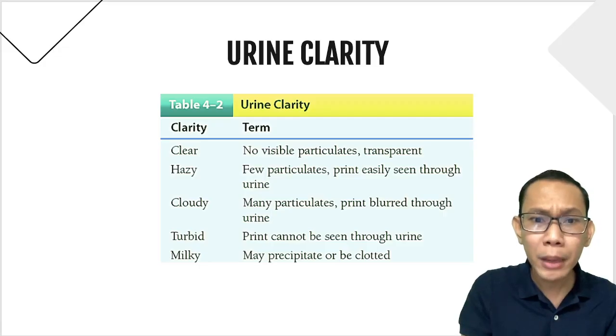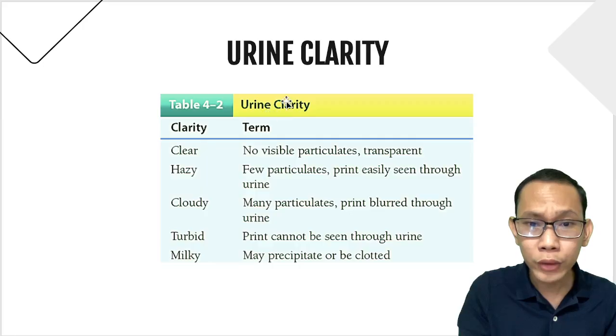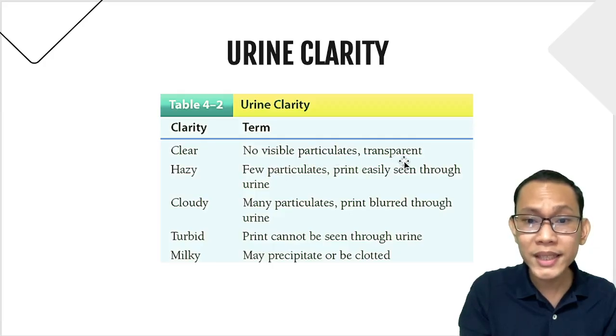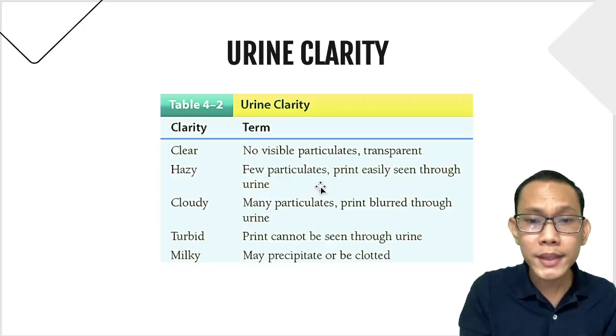Sige, ito yung mga parameters that I am talking about. So, this is the urine clarity. So, these are the terminologies: clear, hazy, cloudy, turbid, and milky. When we say clear, no visible particulates, it is transparent. When we say hazy, few particulates, print easily seen through your urine. When we say cloudy, many particulates, print blurred through the urine.